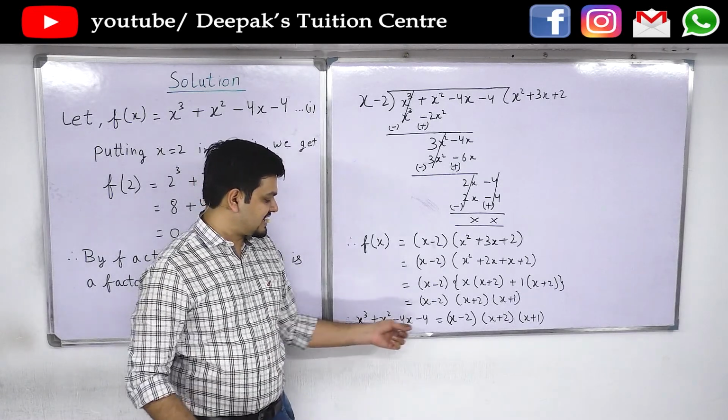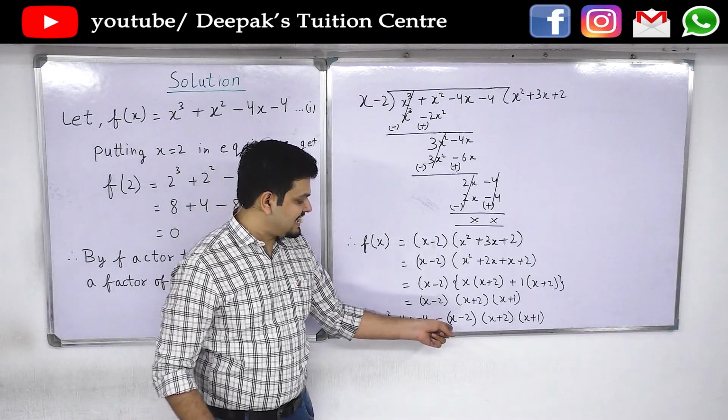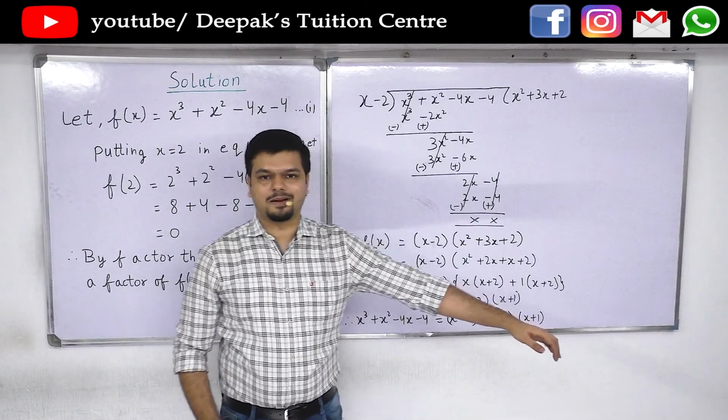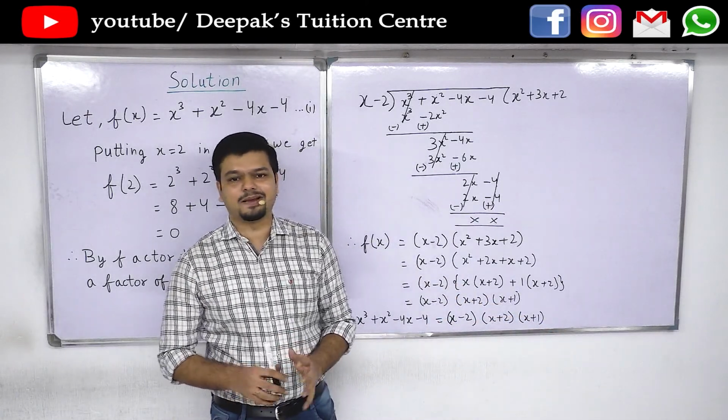We just write a statement: x cube plus x square minus 4x minus 4 is equal to x minus 2, x plus 2 and x plus 1. It does not really matter in which order you write, you just need to write them correctly.